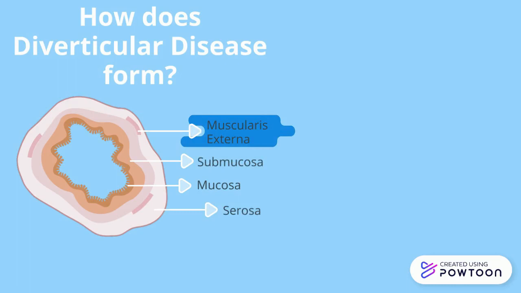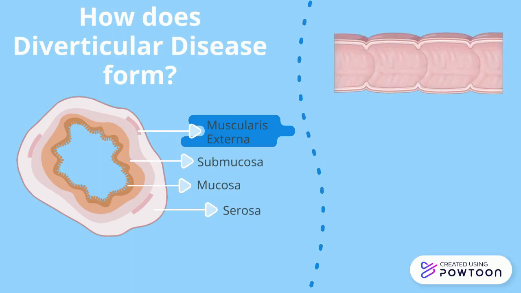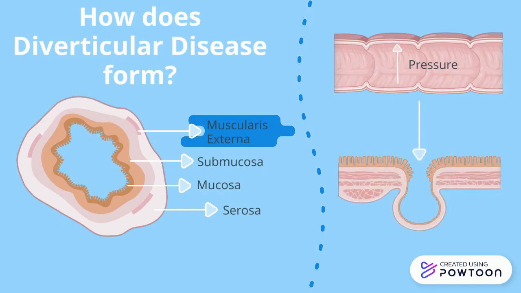In cases of chronic constipation, low fibre diets, and excessive wind, pressure increases in the bowel, and this, in association with straining to go to the bathroom over a prolonged period, causes weakening of the muscular layer. Diverticula form when the layers of mucosa and submucosa protrude through these weakened areas.